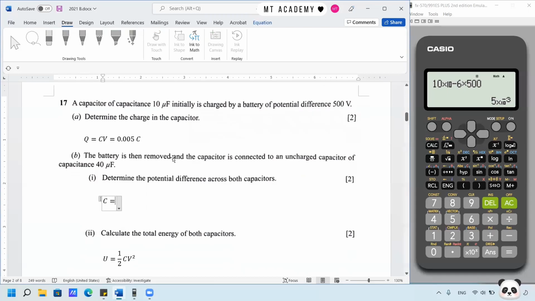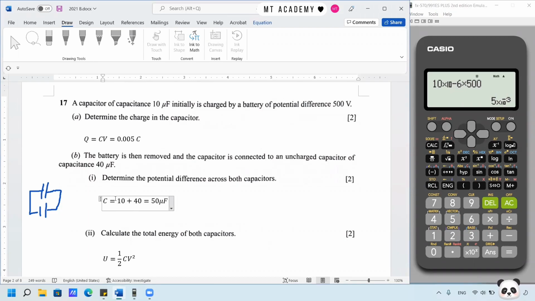So the connection between both of the capacitors should be in parallel, because if the 10 microfarad capacitor is connected in series, it won't be a complete circuit. So the possible connection is in parallel. This is how you should expect the connection of the capacitors. To calculate the effective capacitance of capacitors in parallel, we just do the addition: 10 plus 40 microfarad is equal to 50 microfarad.